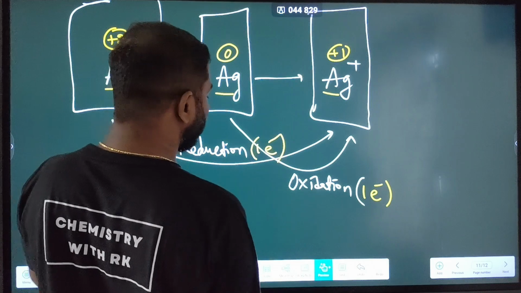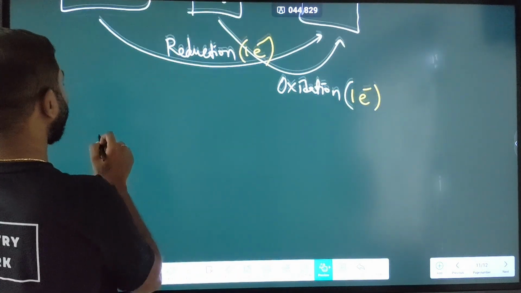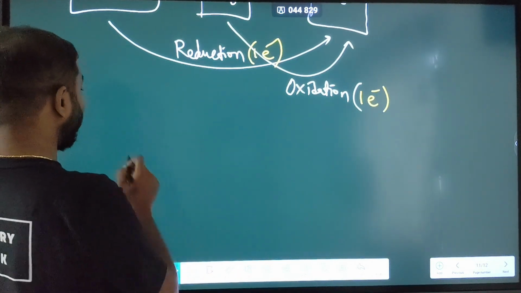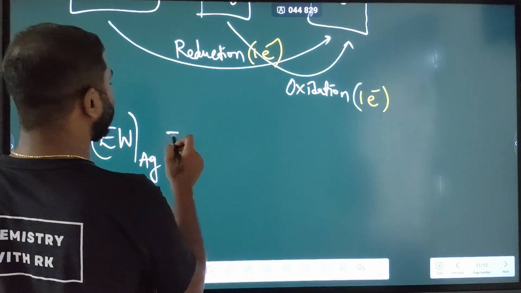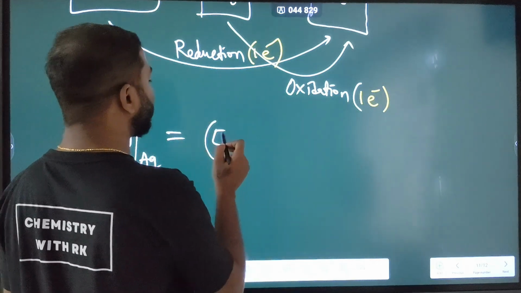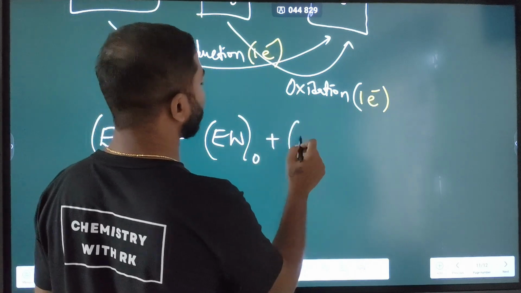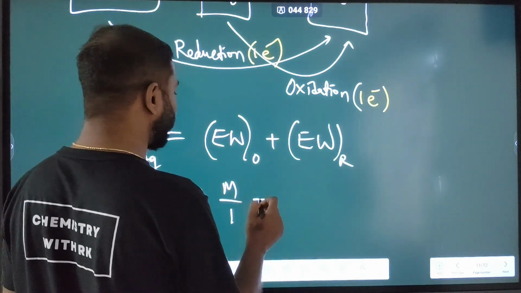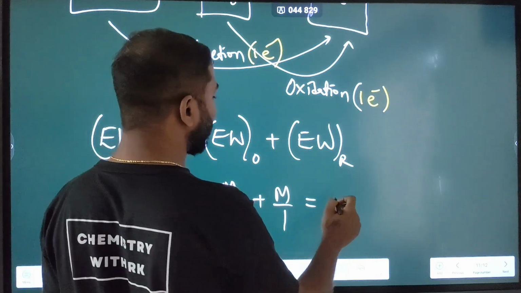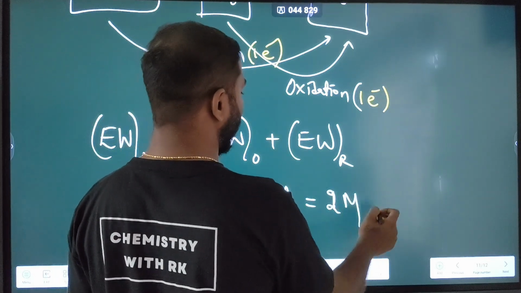So how to calculate? Simply by taking the equivalent weight of silver. The equivalent weight of silver can be written as the equivalent weight of the oxidation reaction plus the equivalent weight of the reduction reaction, that is M by 1 plus M by 1, which will give us 2M actually.